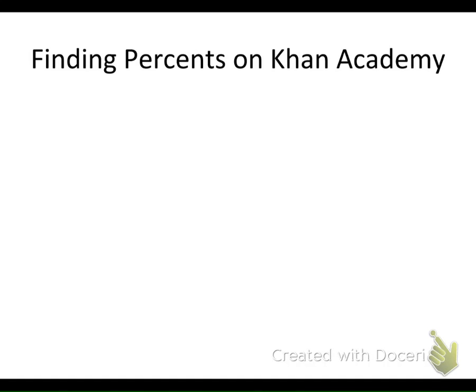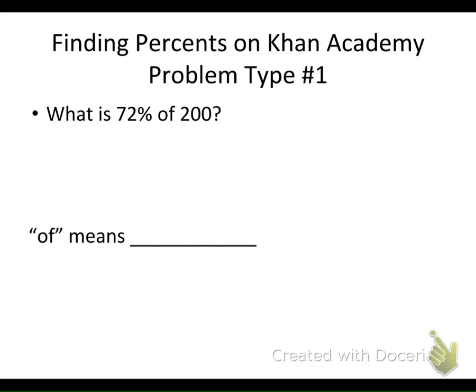Okay, so today we're going to be finding percents on Khan Academy. You're going to see 3 different problems on the topics that have been assigned to you. This is going to be an example of the first type of problem that you're going to see. So the first type of problem you're going to see, what is 72% of 200?